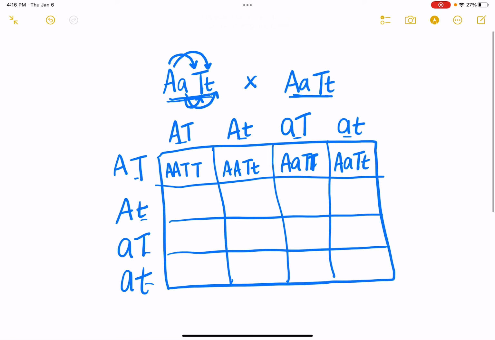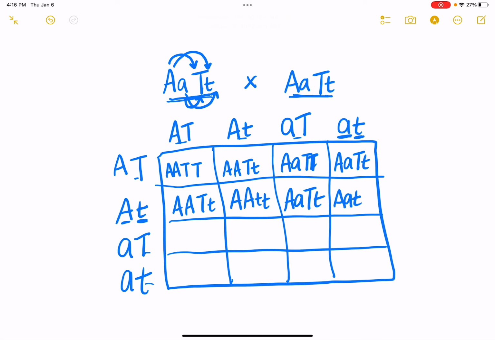Try not to make any mistakes here as you do that, like I almost did. And just to make sure we know what we're doing, we're bringing the one on the side, big A, with the one at the top, little a, the one on the side, little t, and the one at the top, big T.